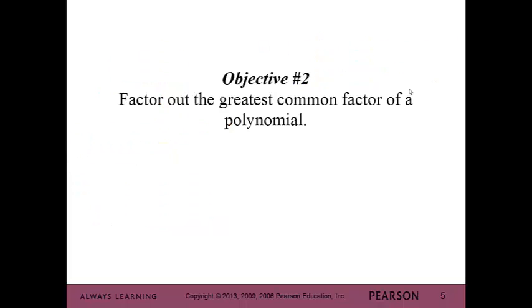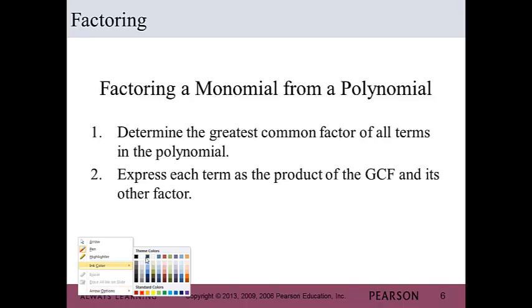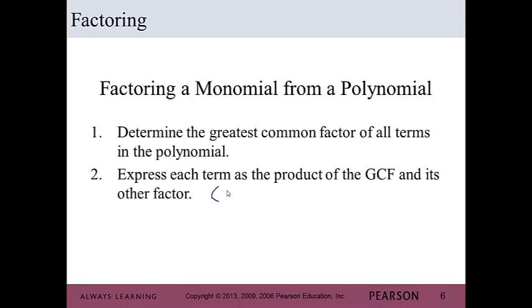Alright, objective 2. Now we know how to determine the GCF. We're going to factor it out of a polynomial. So here are our steps for factoring using the GCF method. First step, you want to determine your GCF. And then step 2, you want to express each term as the product of your GCF and its factor. Another way of thinking about step 2, the word factor means the same as divided out. So I'm going to divide out the GCF.